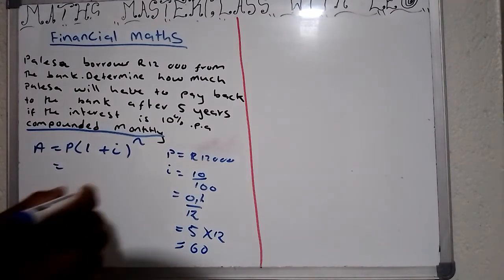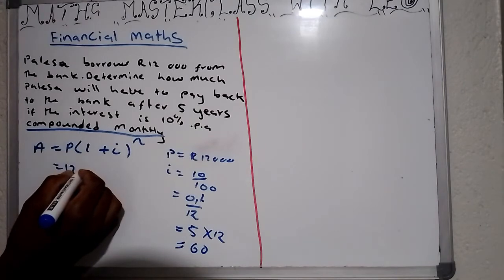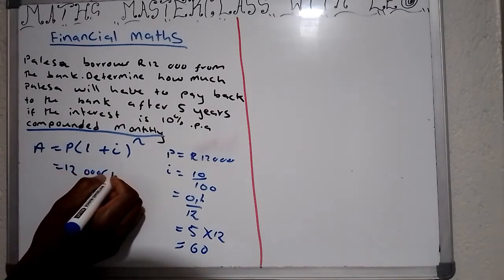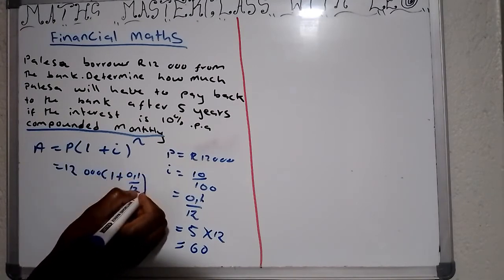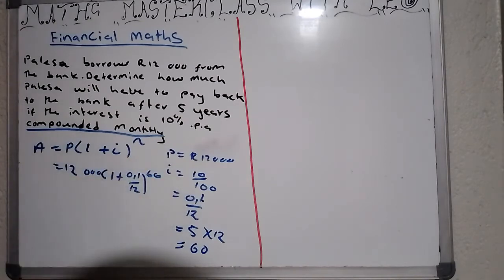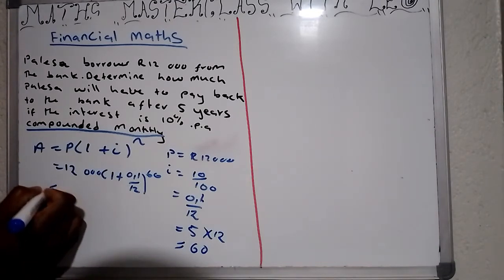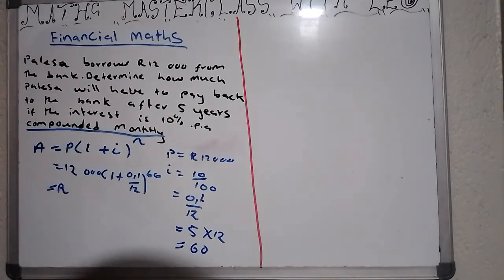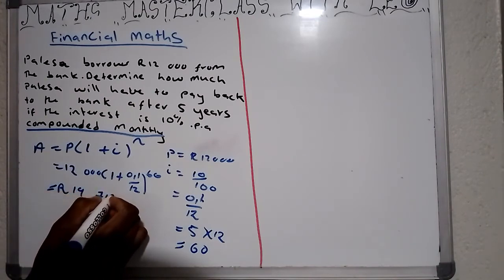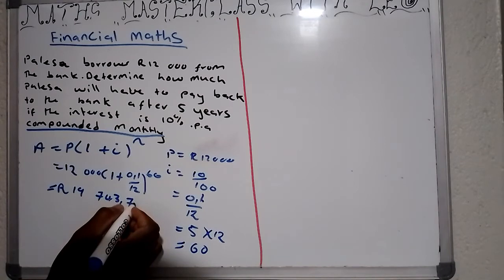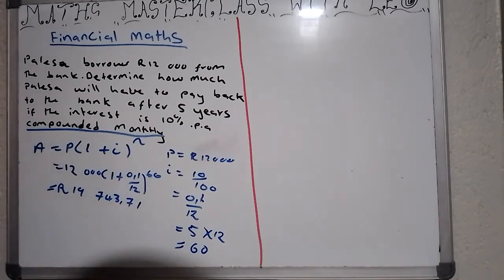Then now, I'm going to have 12,000 into 1 plus 0.1 divided by 12 to the power 60, right? That is what you're going to do. Then what is the amount in rands that Palisa will have to pay back the bank? My calculator gives 19,743.71 in rands. Let's get another question. I hope you understand.